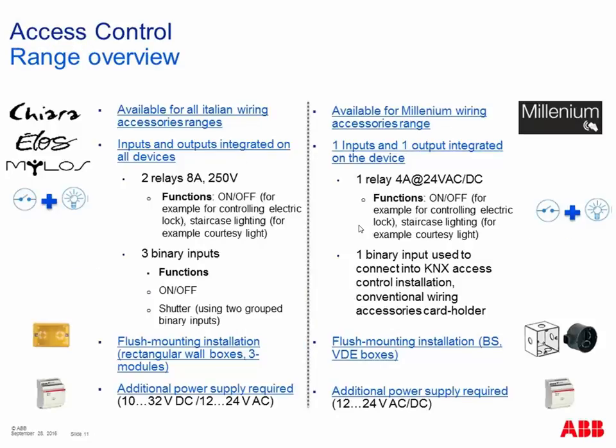Going into details about the range, I repeat that we have the Italian range, Italian wiring accessories, the Chiara, Milos and Elos range, and the Millennium Access Control for Millennium wiring accessories range. Both the ranges, you can see on the last point, require an additional power supply. So they require for sure the KNX installation, the KNX power supply, and in addition to the KNX power supply, they require this additional power supply in the range showed in this last point.